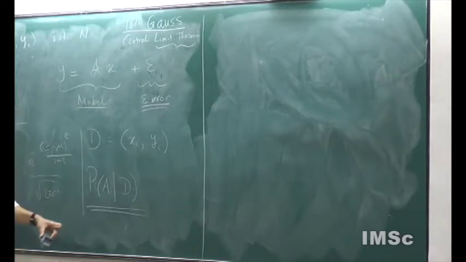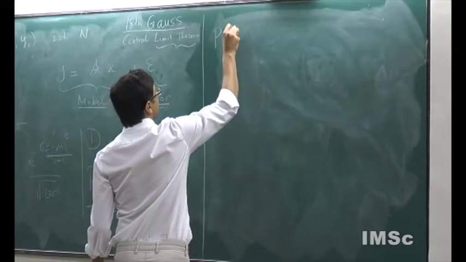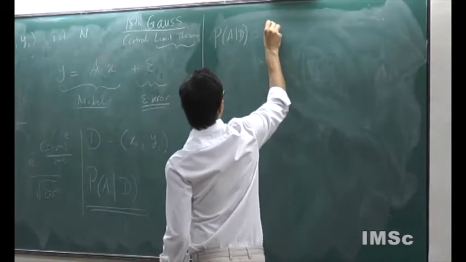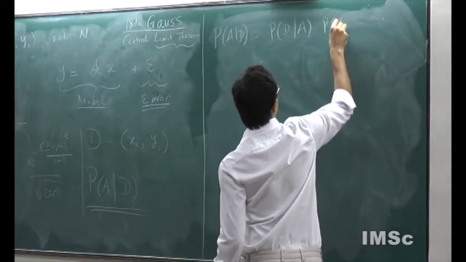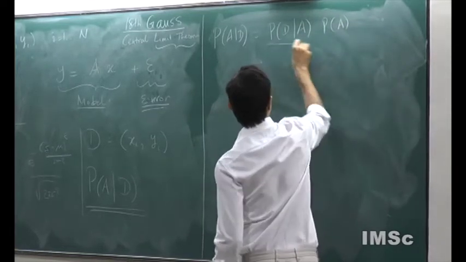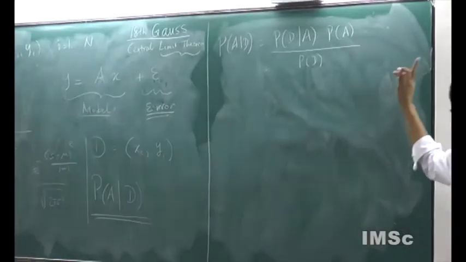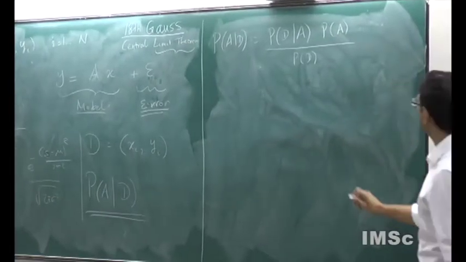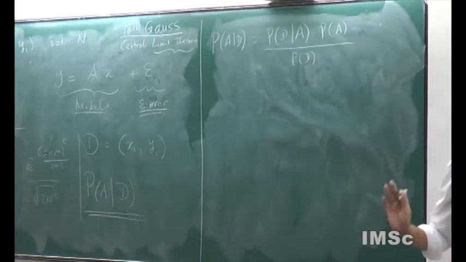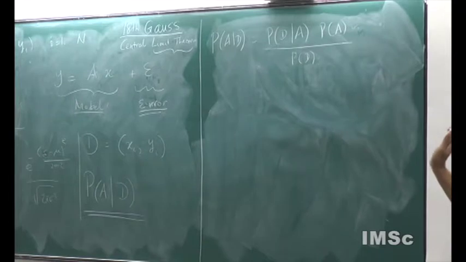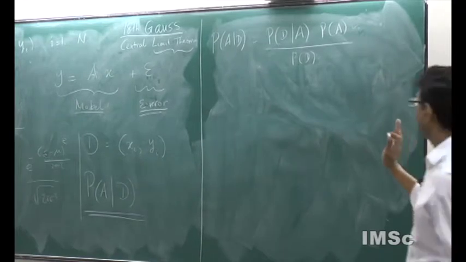Okay, so now I'm going to apply Bayes' theorem. P of A given D is P of D given A into P of A, divided by P of D. And I have to understand each of these terms individually. So this term, what is the probability I think A is? What do I know about this from my model? A is a number.